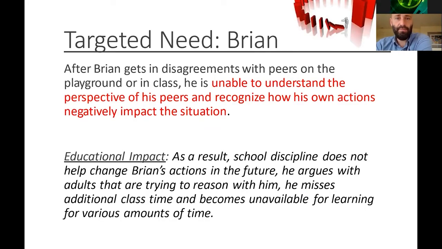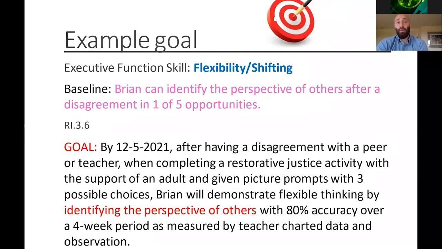So here is Brian. After Brian gets in a disagreement with his peers on the playground or in class, he's unable to understand the perspective of his peers and recognize how his own actions negatively impact the situation. As a result, school discipline does not help change Brian's actions in the future. He argues with adults trying to reason with him. He misses additional class time because he's unavailable for learning for various amounts of time. So because he's unable to understand his peers' perspective, he gets in trouble and then misses instructional minutes. So again, we can write a goal around his shifting.